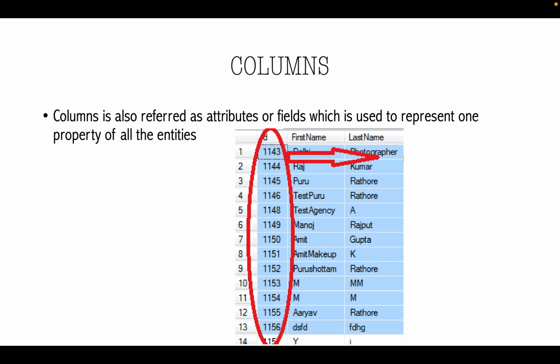The next thing, column. What is a column? A column is also referred to as an attribute or field, which is used to represent one property of all the entities. Very simple. The one property means the column. You can see this is the one property and these are all the entities. This is the pictorial representation you can see here. So this is the column and these are its entities. I hope you understand.